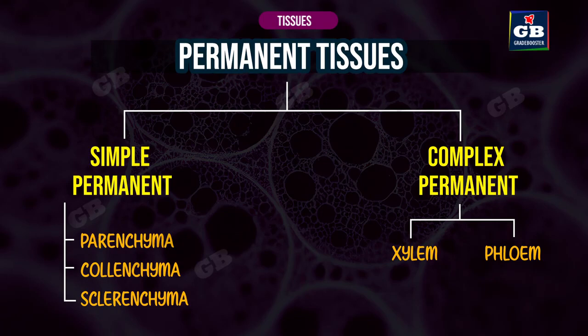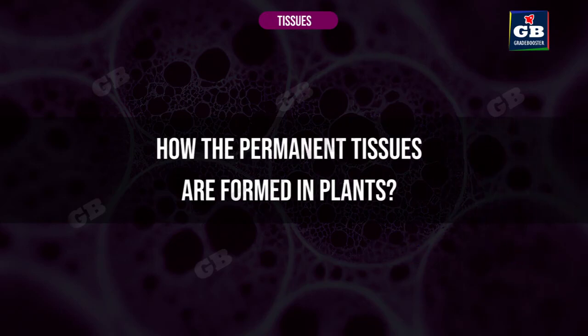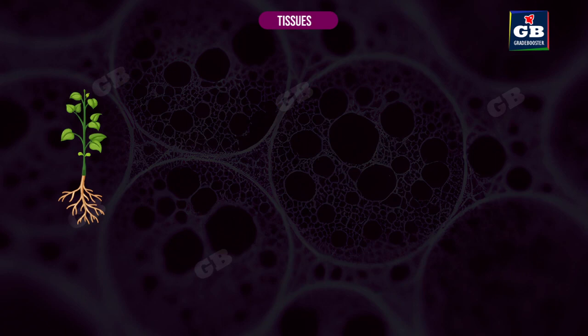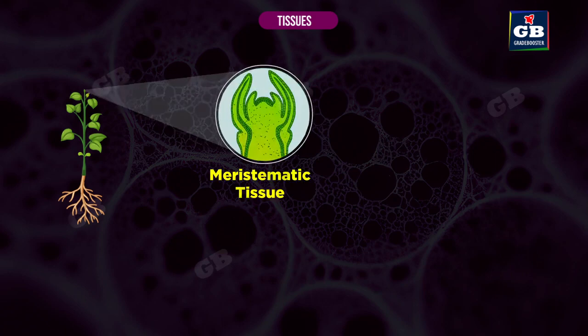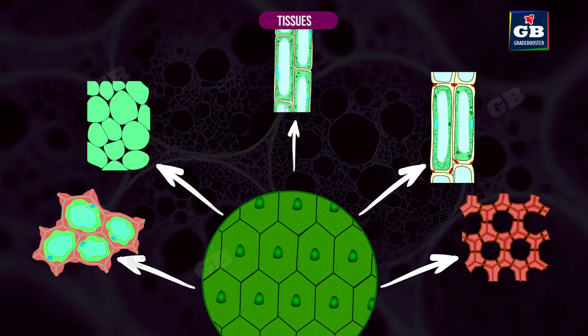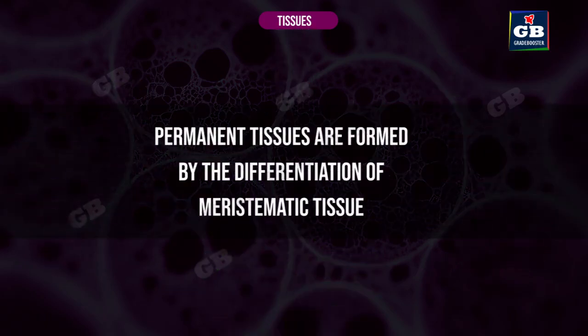Now, let us learn about permanent tissues in plants. Do you know how the permanent tissues in plants are formed? We learnt about meristematic tissues. Meristematic tissue is the dividing tissue. That means the cells of meristematic tissue divide continuously. If these cells stop dividing, then they take up a specific shape and a specific job and form the permanent tissue. So, permanent tissues are formed by the differentiation of meristematic tissue.